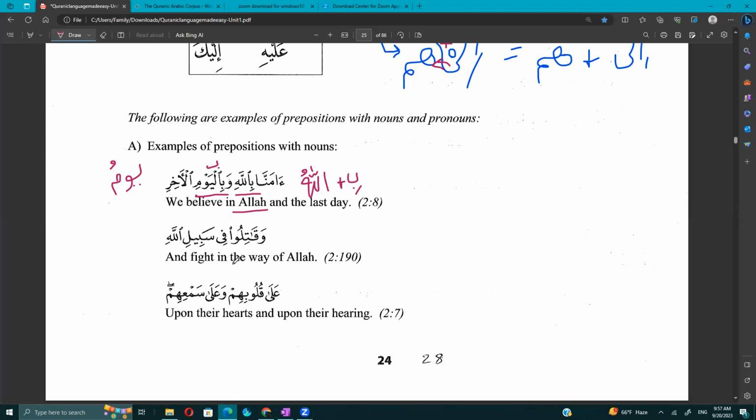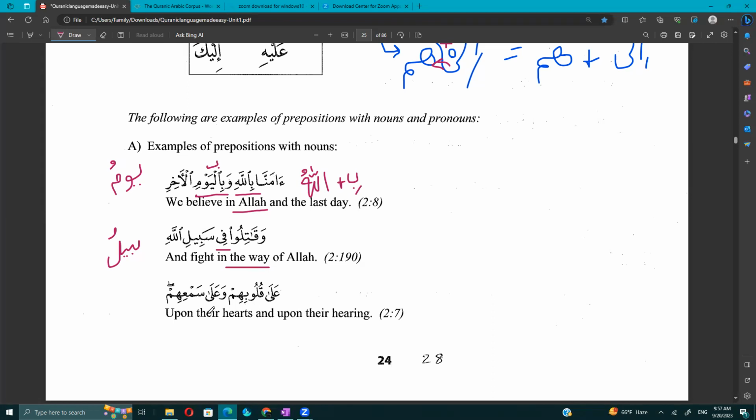Next is waqatilu fi sabilillahi. Which is the word here? Sabil. Which one? Fi. Because of fi, what is happening? It was sabilu, right? It became sabili because of the word fi. Fi sabili, in the way, right? Sabil is a way. Fi sabilillahi is in the way of Allah. So because of fi, sabilu became sabili.